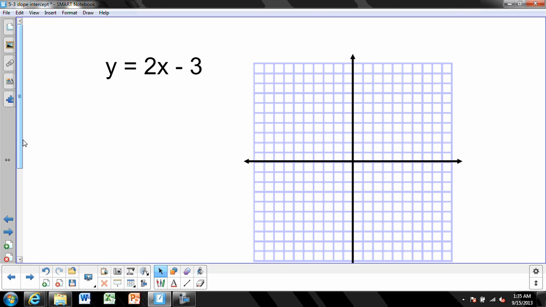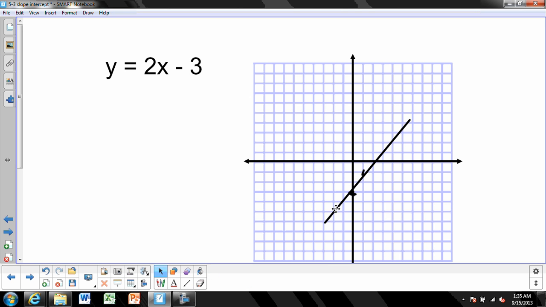Here's another example. Y equals 2x minus 3. We're going to start at the y-intercept, which in this case would be negative 3. So we're going to put a dot on the y-axis at negative 3. Our slope is 2, which means we're going to go up 2 over 1. Here's our second point at 1, negative 1. And now we have 2 points, so we can draw a line right through them.